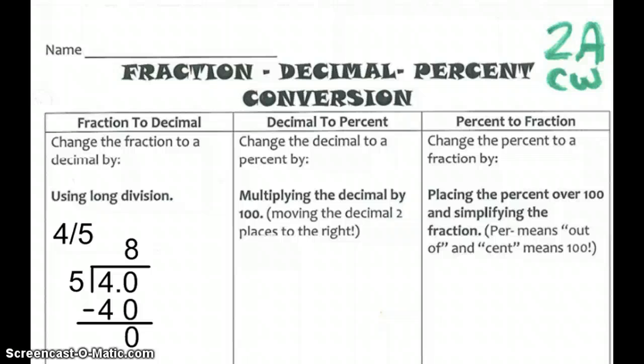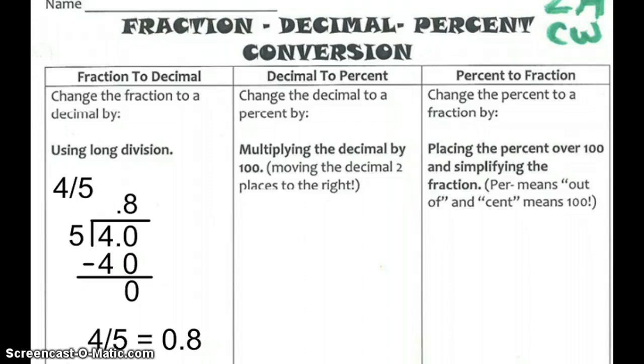The last step is to bring our decimal point up so that we can see our final answer. The fraction 4/5 is equal to 0.8. So now we've finished changing the fraction into a decimal. The next thing we're going to do is change a decimal into a percent.